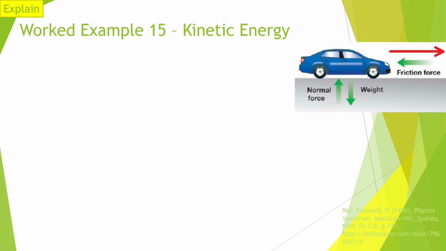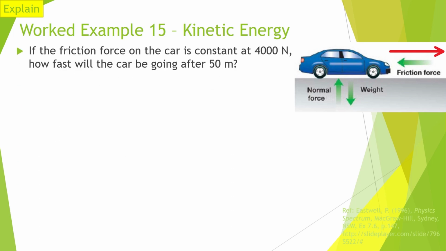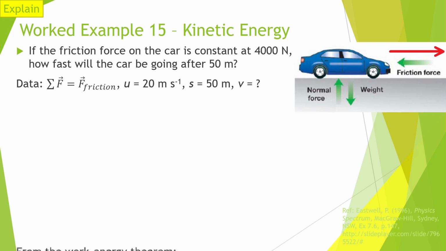And here's worked example 15 to do with kinetic energy. If the friction force on the car is constant at 4,000 newtons, how fast will the car be going after 50 meters? Well, here's the data. We know that the net force in the horizontal direction is due to friction. Initial velocity is 20, and the displacement in this case is 50. We want to find the final velocity.